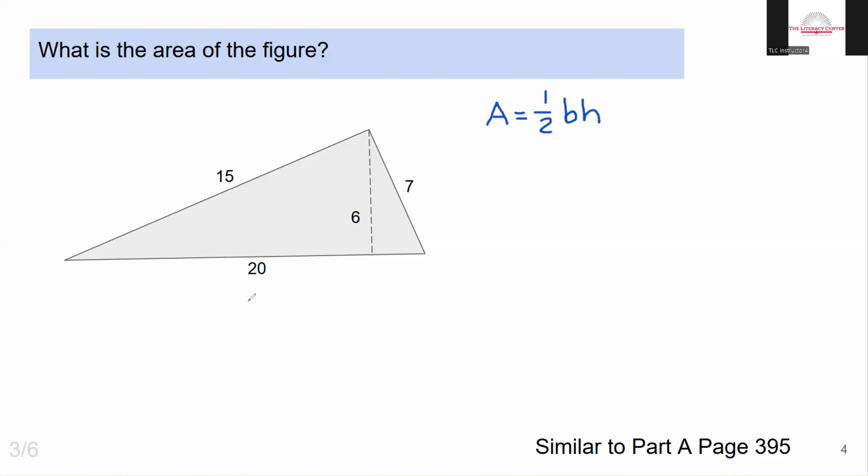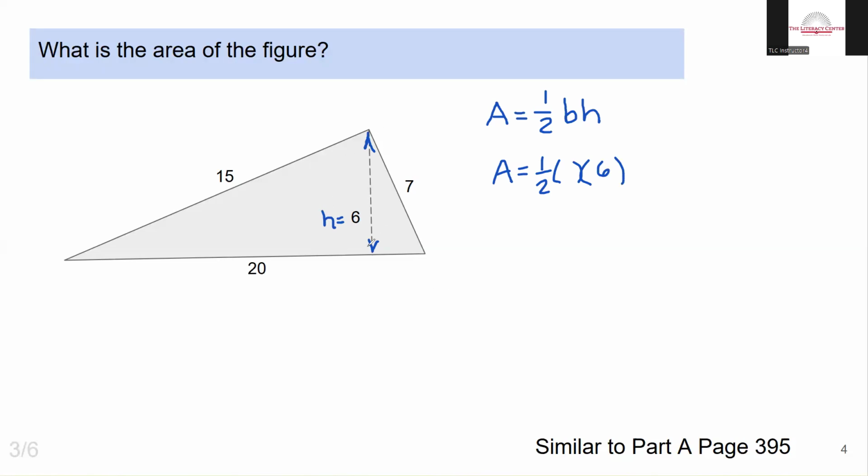Now, you look at this triangle and you might be a little bit confused because there are 4 numbers and we know that we only need 2. This is where it becomes important to be able to identify base and height. So height is usually the easier of the two because it's often a dotted line. So we know that our height is 6. So we have 1/2, and we're looking for our base.